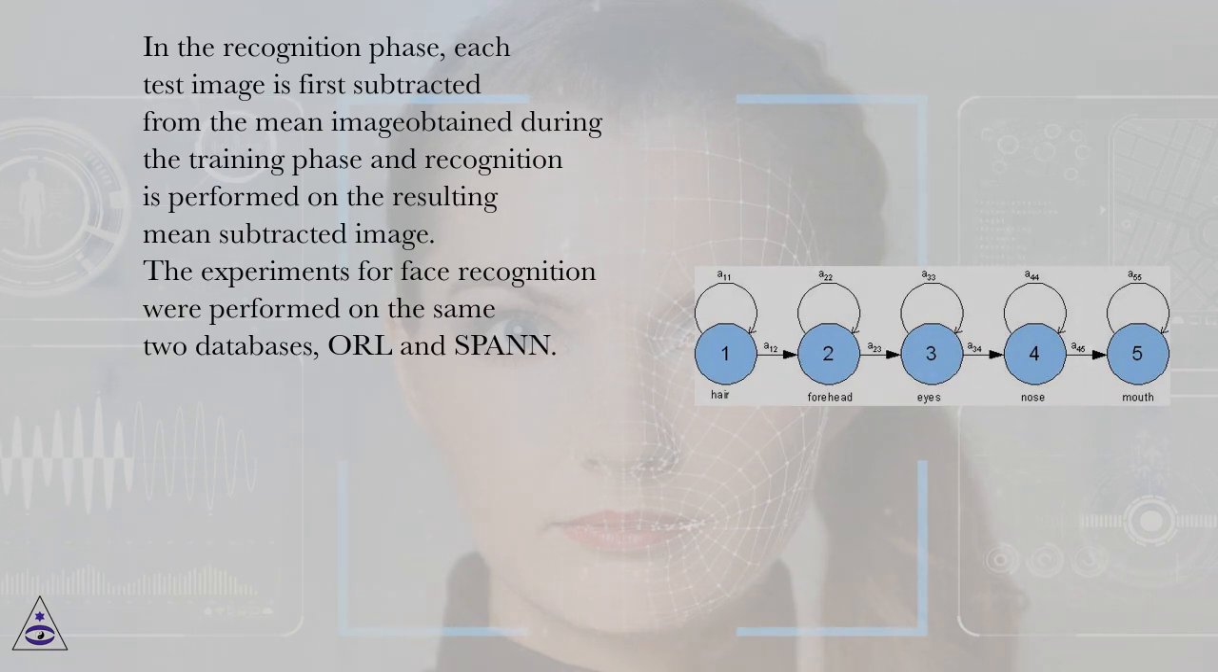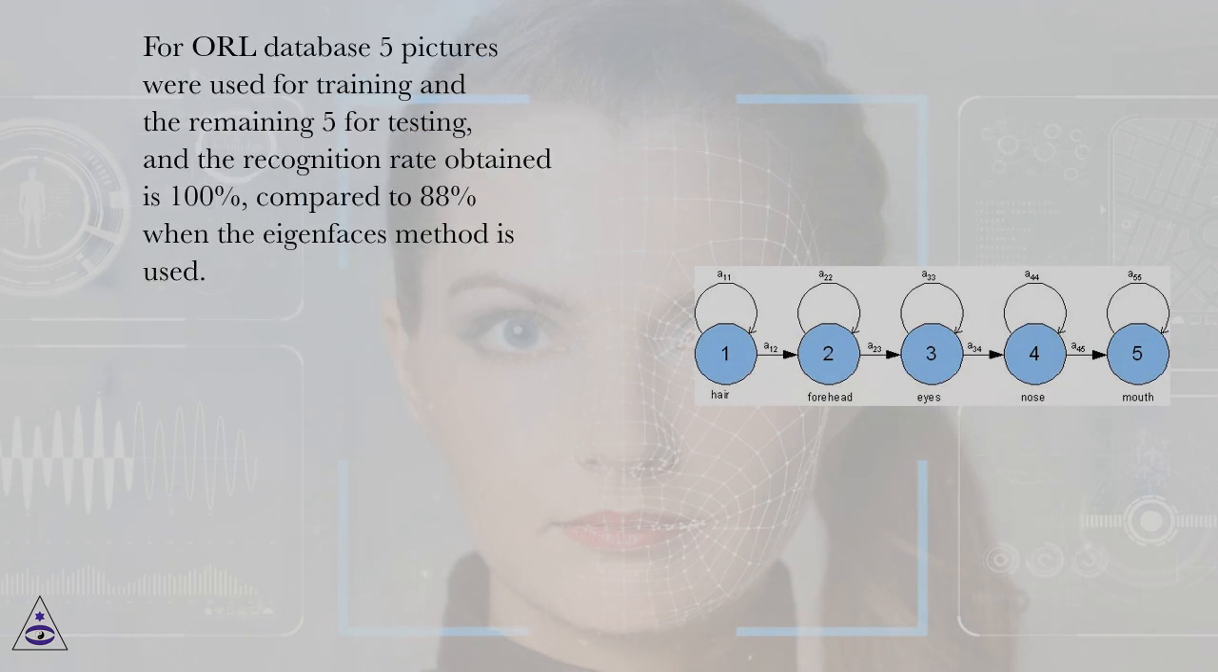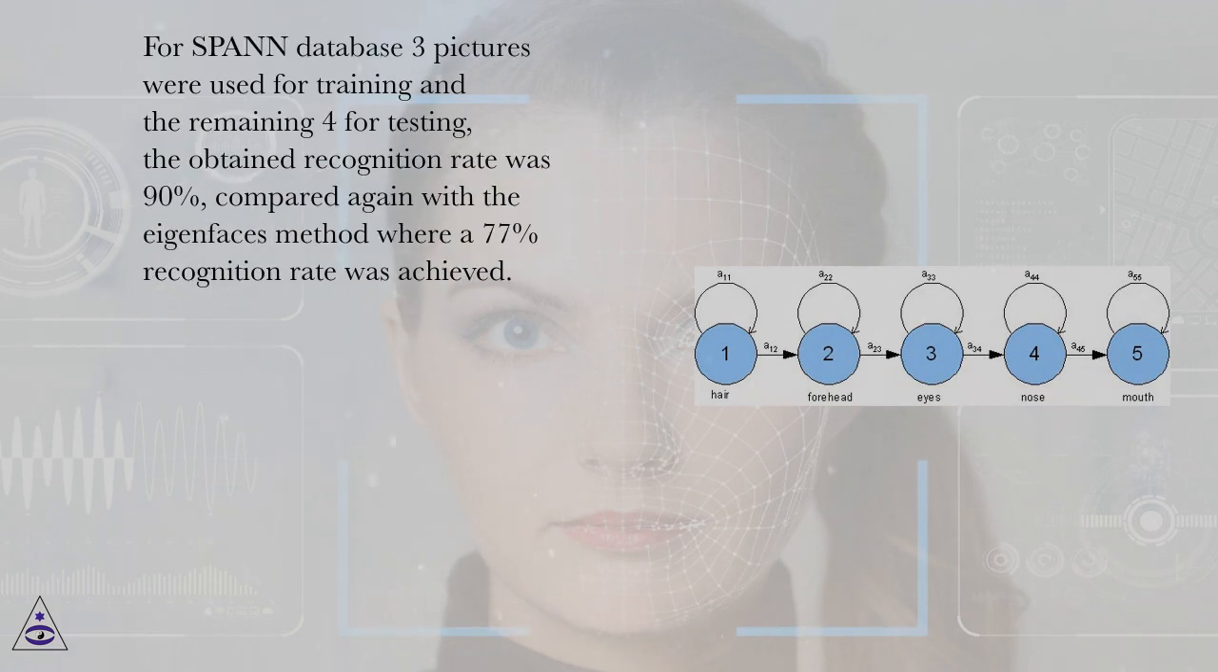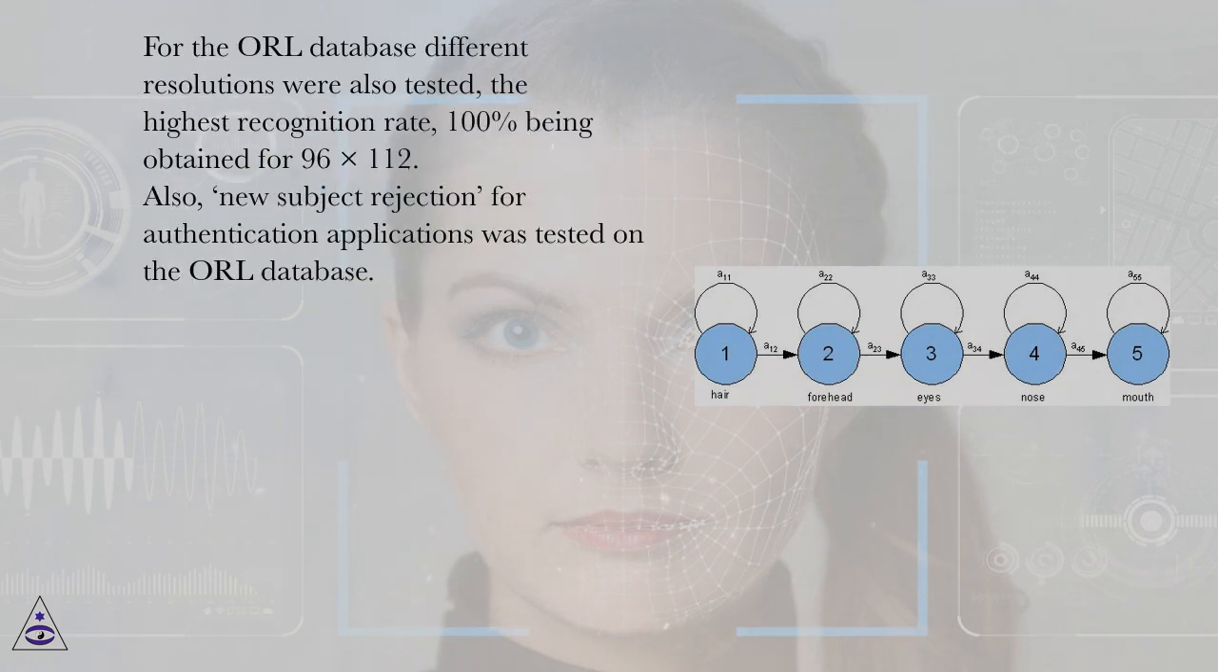The experiments for face recognition were performed on the same 2 databases, ORL and SPAWN. For the ORL database, 5 pictures were used for training and the remaining 5 for testing, and the recognition rate obtained is 100%, compared to 88% when the eigenfaces method is used. For the SPAWN database, 3 pictures were used for training and the remaining 4 for testing, the obtained recognition rate was 90%, compared again with the eigenfaces method where a 77% recognition rate was achieved. For the ORL database different resolutions were also tested, the highest recognition rate, 100%, being obtained for 96 times 112.